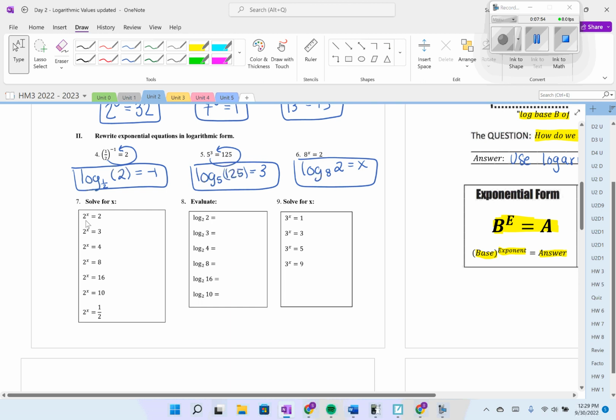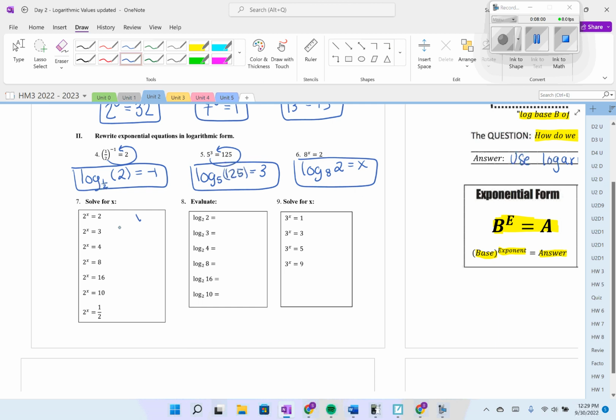It says solve for x. So here we have 2 to what power equals 2? Well, we know that 2 to the first power equals 2, so x would be equal to 1. 2 to what power is 3? We might not know, so let's go to the next one. 2 to what power is 4? We know that x is equal to 2. 2 to what power is 8? So this would be x equals 3.